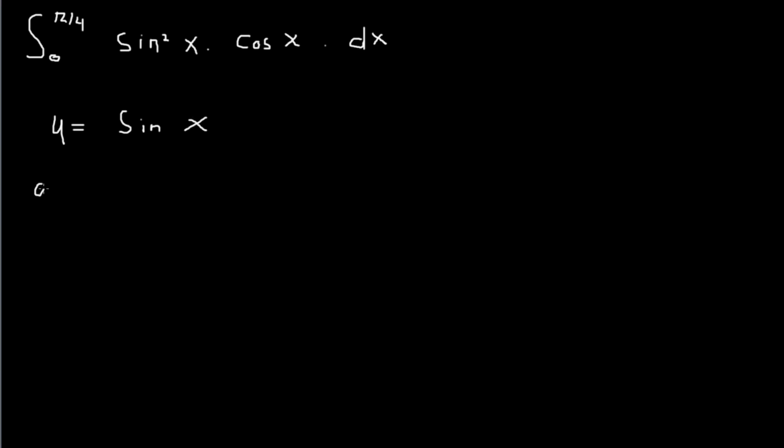So now we know that du, the differentiation of u, is equal to cos x times dx. Now, because we have a dx right here, we are going to find dx itself. If we crisscross everything, we know that dx is equal to du divided by cos x.